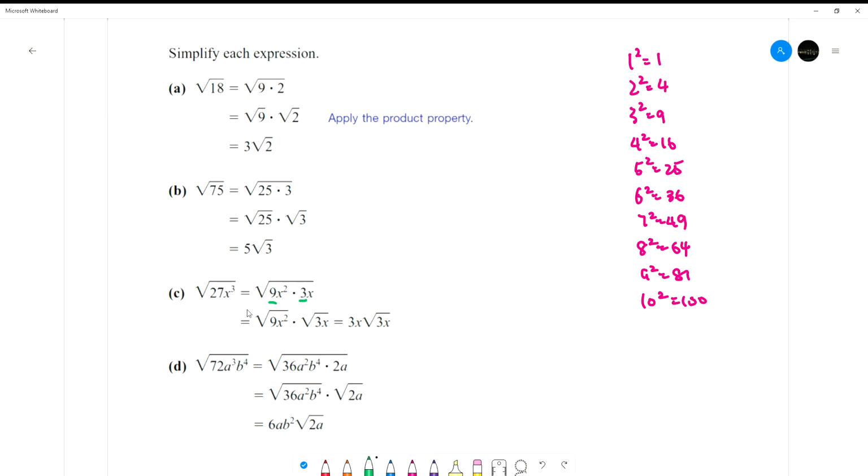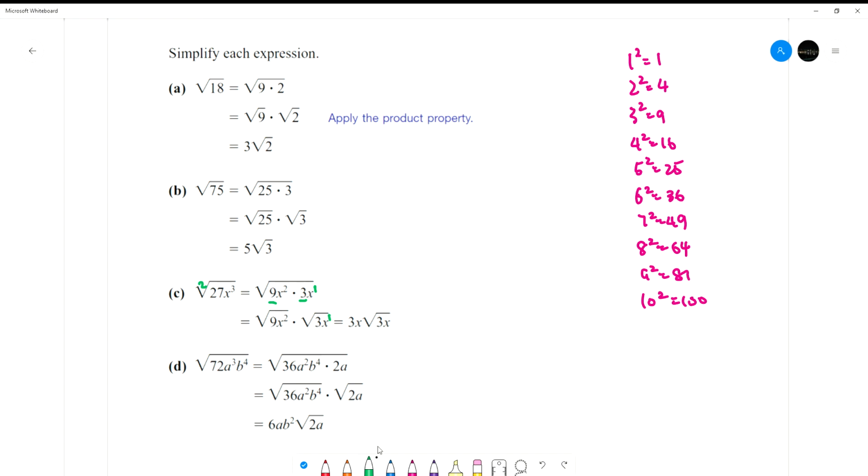We have a variable. Since this is a square root, the perfect squares have to be multiples of 2. So what's the largest multiple of 2 in the 3? It's 2, right? So I have 2 and then I have 1 left over. So I write it as the square root of 9x squared and the square root of 3x to the first. Now we can simplify that to 3x, right? 3x times root 3x.